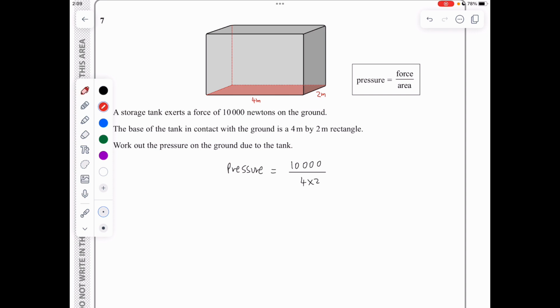Now the 4 into 100 goes 25 times, so this is 2,500 over 2, which is 1250 newtons per square meter.